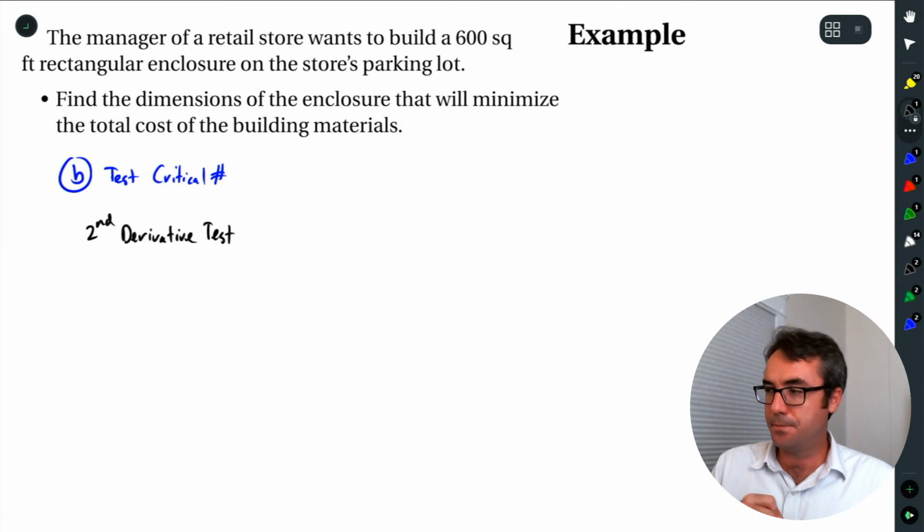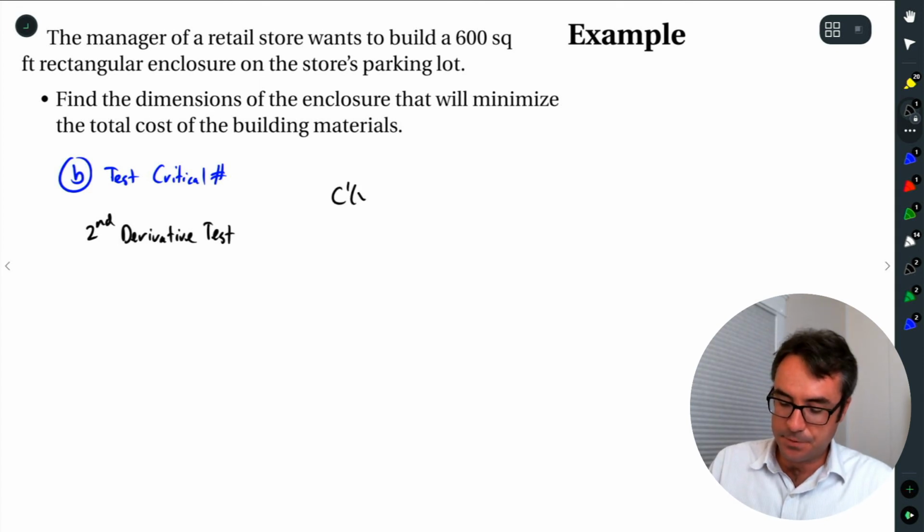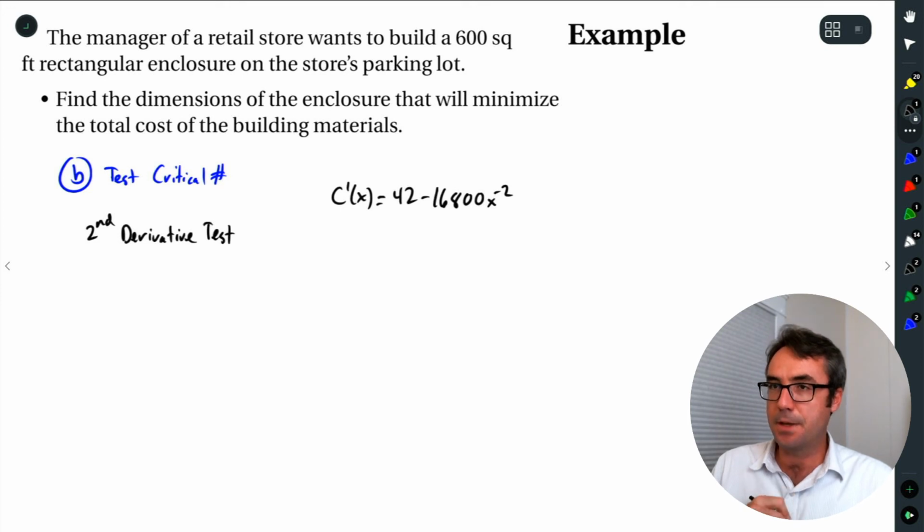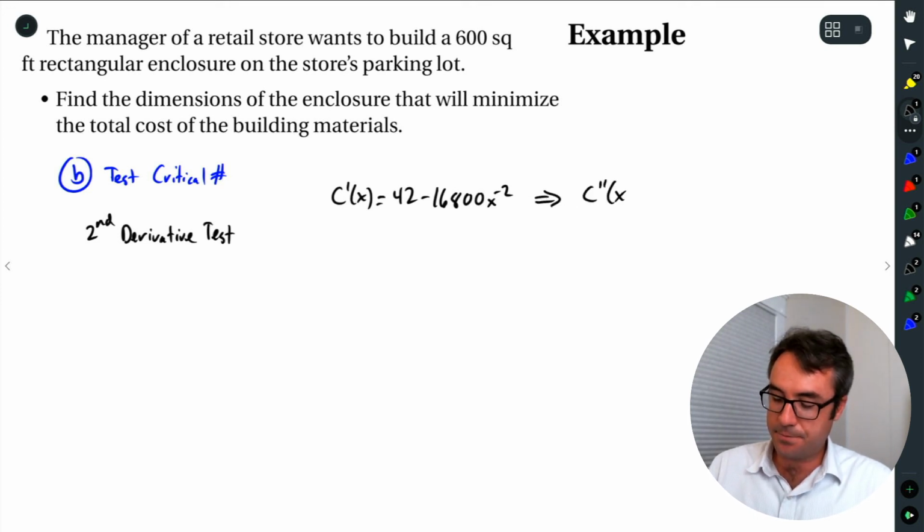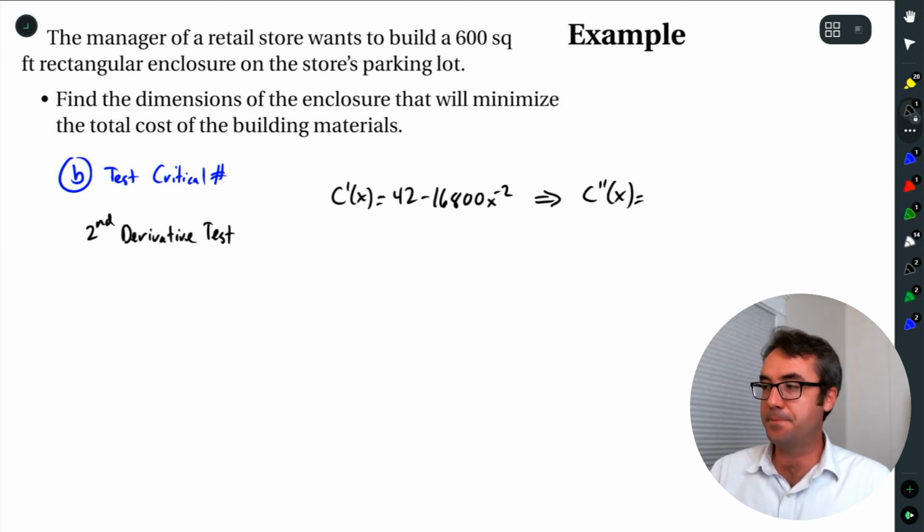And so what was our first derivative? C prime is 42 minus 16,800 x raised to the minus 2. And then we're going to calculate the second derivative, which, if we differentiate this again, what do we get? We get 33,600 x raised to the minus 3.